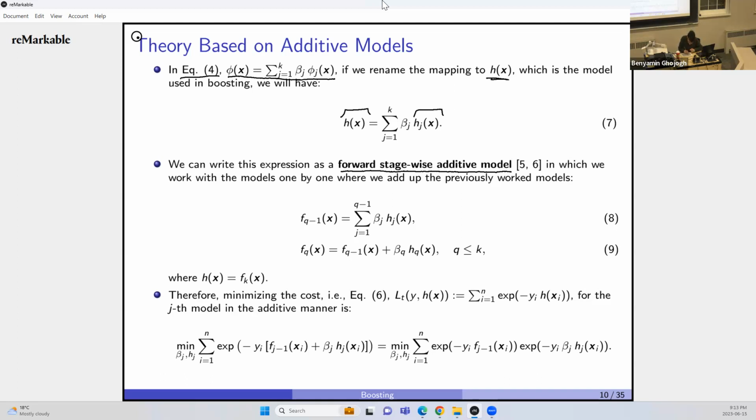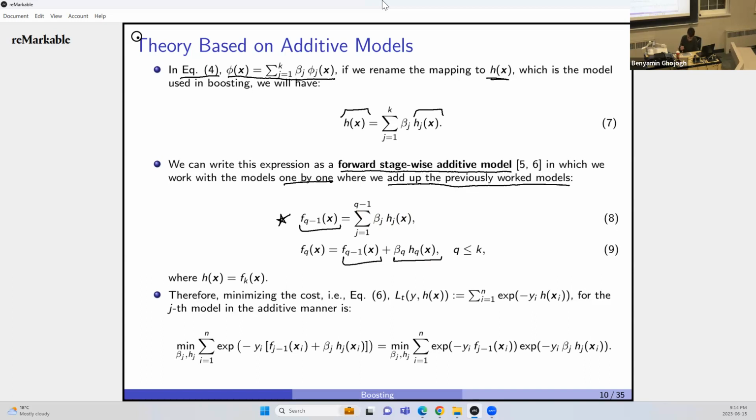In which we work the models one by one, where we add up the previously worked models. I think these two equations completely explain what I mean. So you consider f_{q-1} to be the summation of beta_j h_j(x), j from 1 to q-1, and then you put this here plus the next one, beta_q h_q(x).